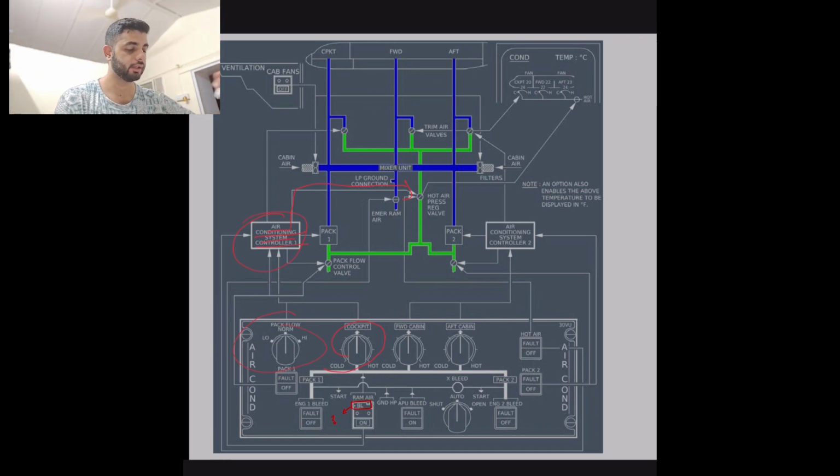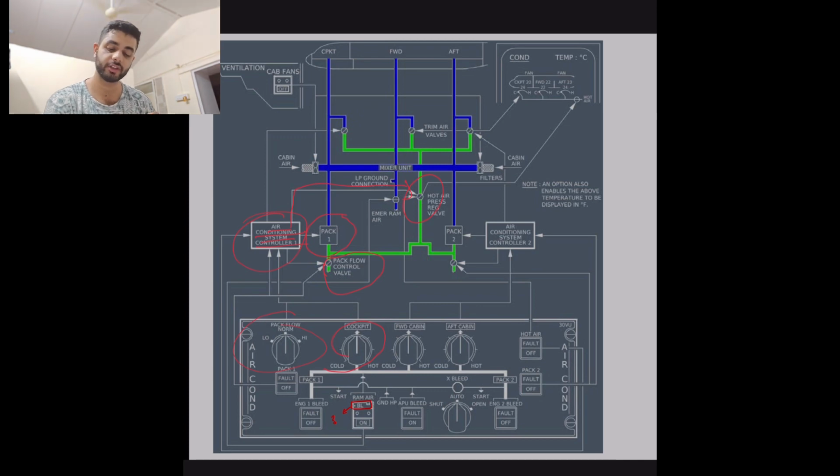Now, because it's controlling everything, it is controlling even the pack flow control valve, the hot air pressure regulating valve, the opening and closing of the ram air, and how much the bypass valve is opening and closing, all that. So ACSC1 controls the hot air pressure regulating valve.